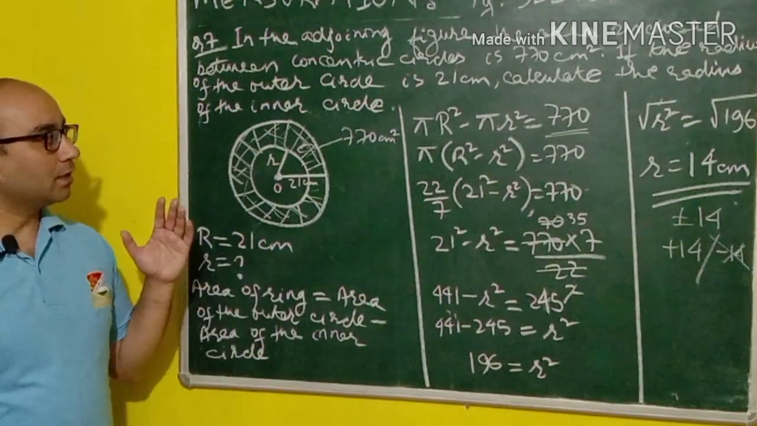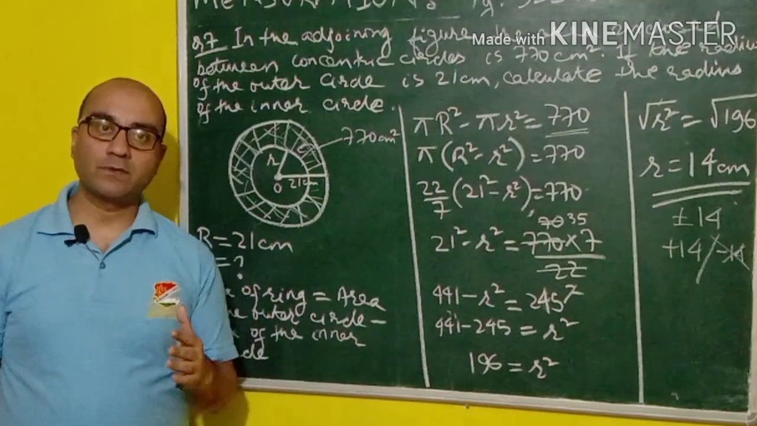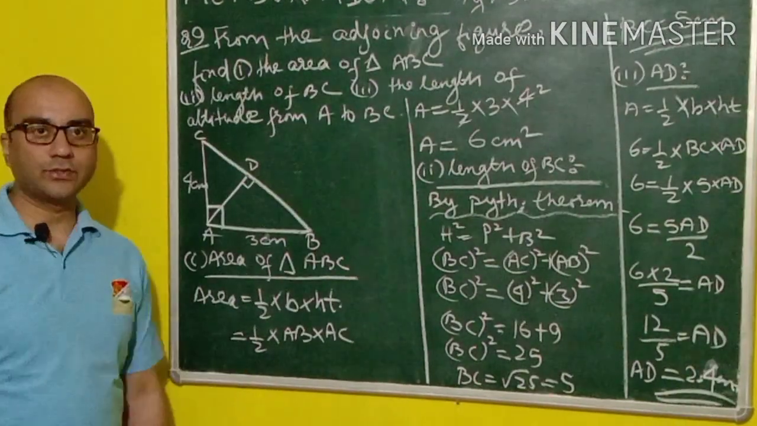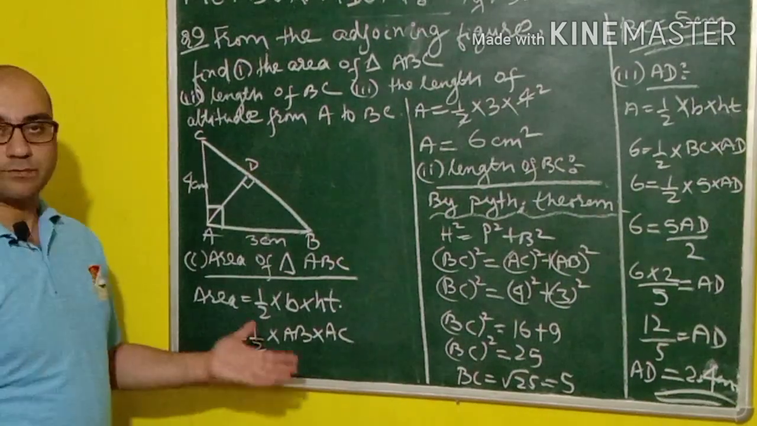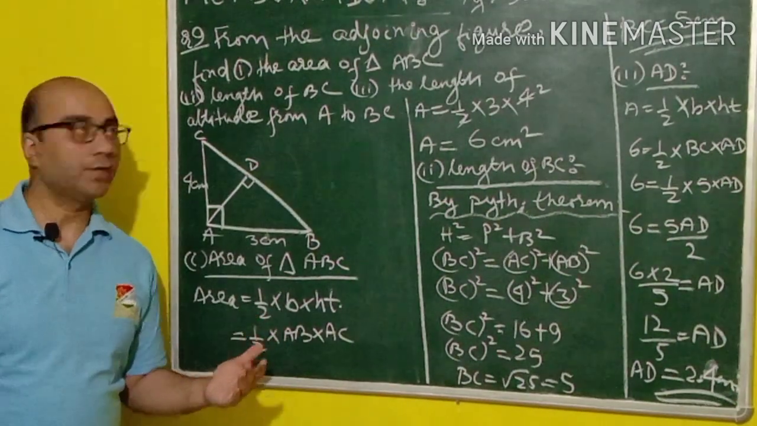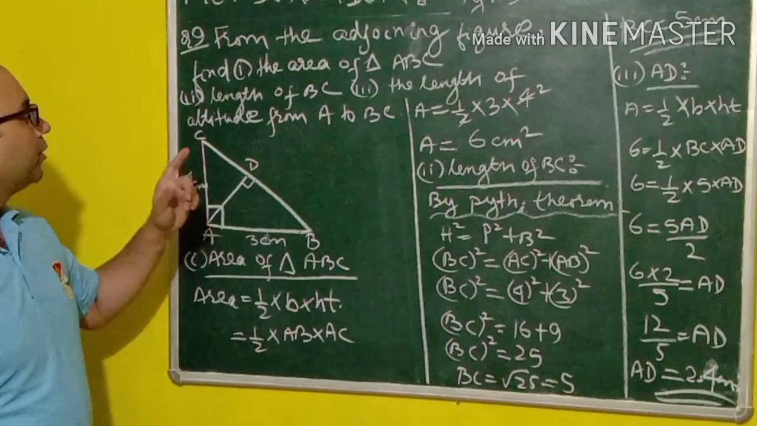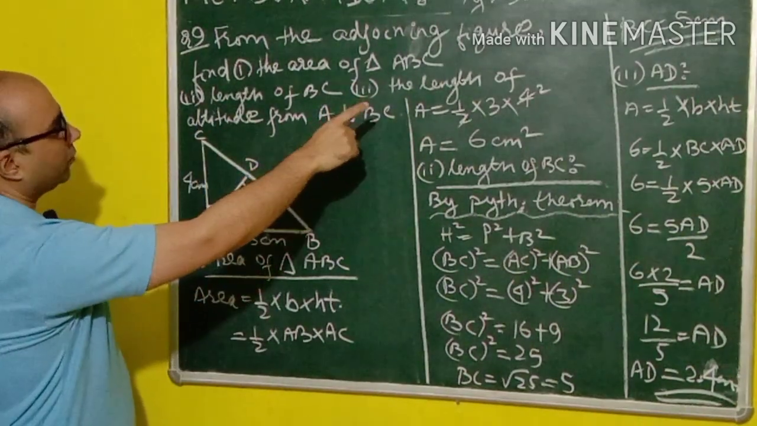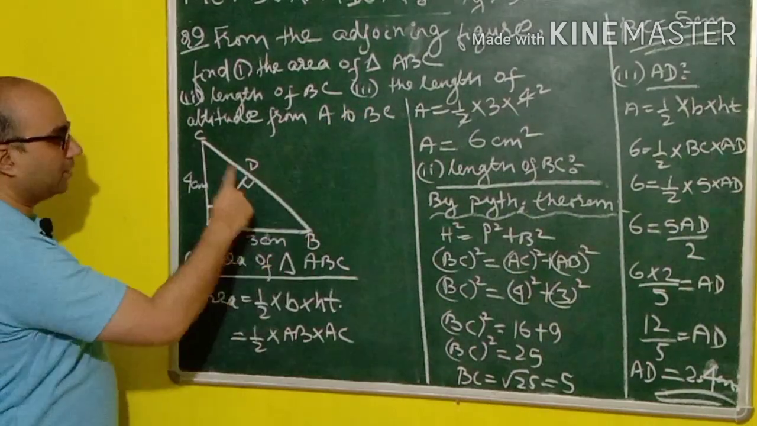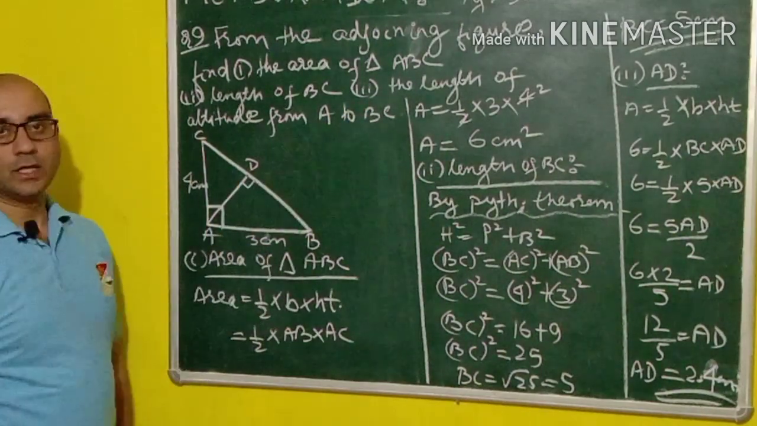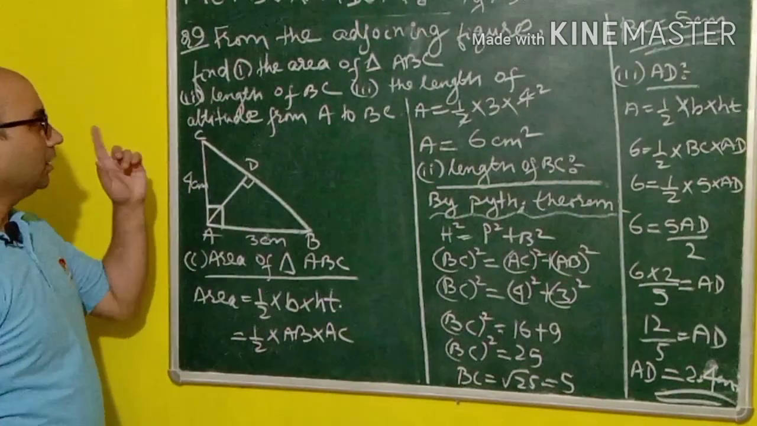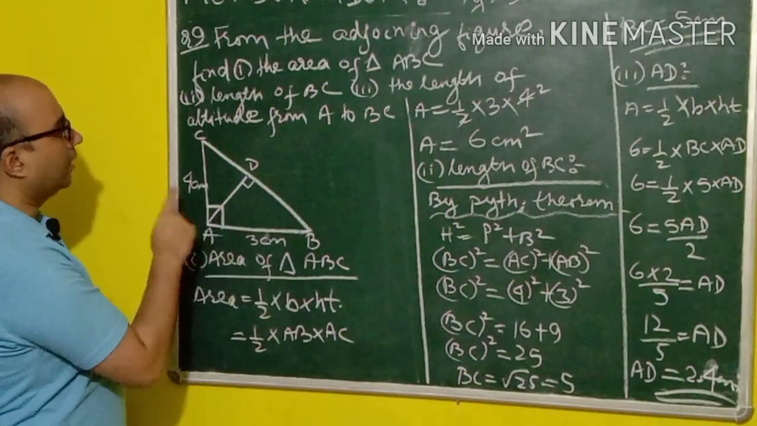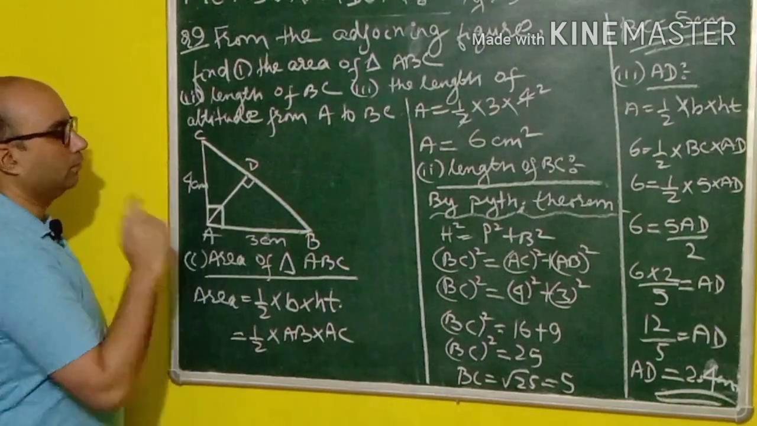Now let us take another sum with a different type of figure, and let's see how we go about it. Now let us see our next question, question number 9. It's from the same exercise, exercise 18.1. From the adjoining figure, find one, the area of the triangle ABC, a right angle triangle. Two, find the length of BC, and three, the length of the altitude from A to BC.